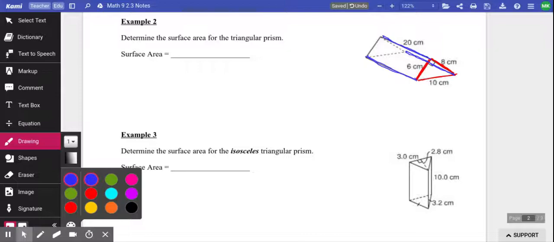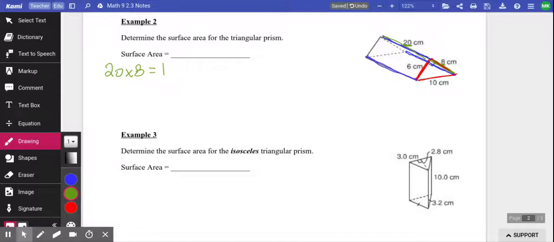Now that I've got it drawn out, I can start to calculate all the sides. I'm going to start with the right side, the one I can't really see, the hidden back right side. That would be 20 because that's the long side, times 8 because that's the side going down. 20 times 8 gives me 160.